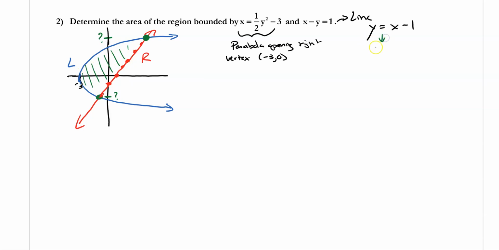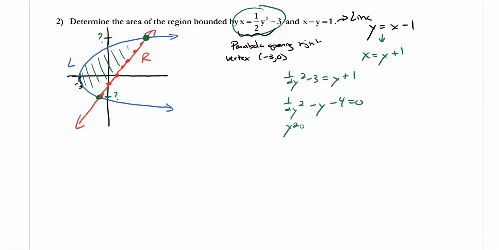So this one we probably actually want to solve for x because the first one's already solved for x. So let's go back. X equals y plus 1. And we set these equal. So 1/2 y squared minus 3 equals y plus 1. So 1/2 y squared minus y minus 4 equals 0. Might want to multiply by 2 to get rid of the 1/2. So y squared minus 2y minus 8 equals 0. Y minus 4, y plus 2 equals 0, so y equals negative 2 and 4. So we know now that this y value is negative 2, and this y value is 4.